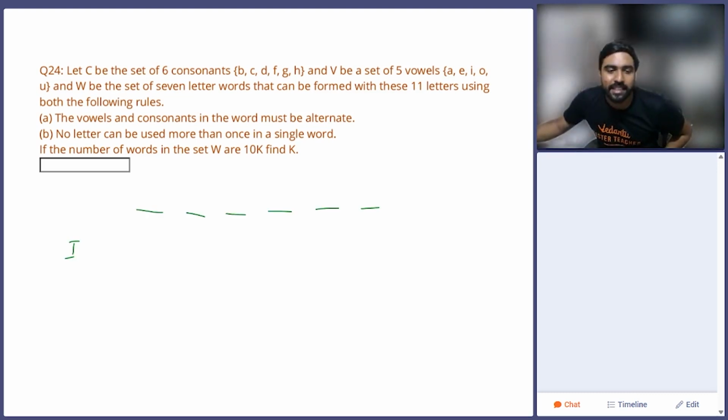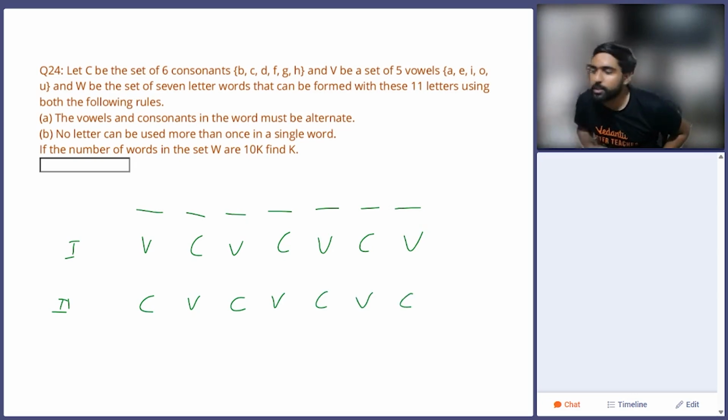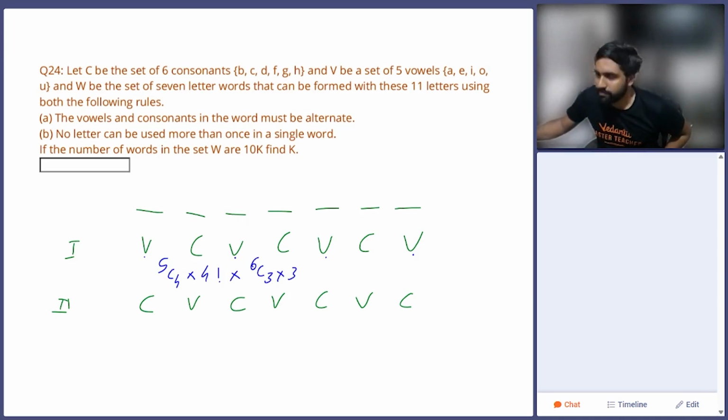For alternating, I can say that there are two cases. Case number 1, I will start with vowels: vowel, consonant, vowel, consonant, vowel, consonant, vowel. We need to form a 7-letter word, so it ends with a vowel as well. The second one would be consonant, vowel, consonant, vowel, consonant, vowel, consonant. For case 1, I need to select 4 vowels out of the 5, so 5C4, and I can also arrange those, so 4 factorial, multiplied by selecting 3 consonants, so 6C3 into 3 factorial.